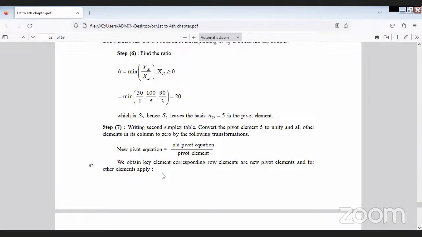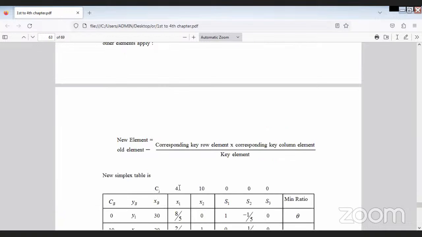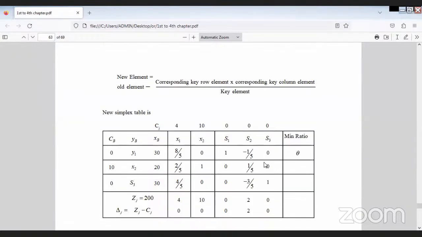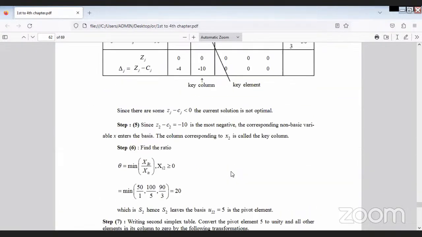Therefore, we obtain the key element, the corresponding row elements and the new pivot elements for each. The formula is told again and again: new element is old element minus corresponding key row element times corresponding key column element, divided by key element. So we have to check here XB: 30, 20, 30. Where have we taken 30, 20, 30?